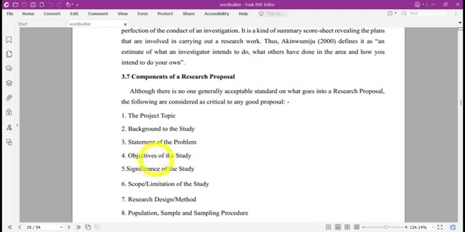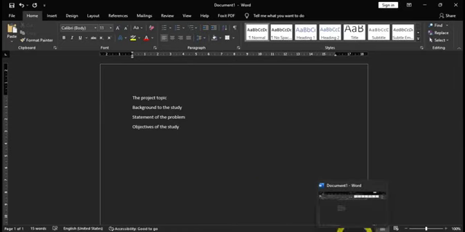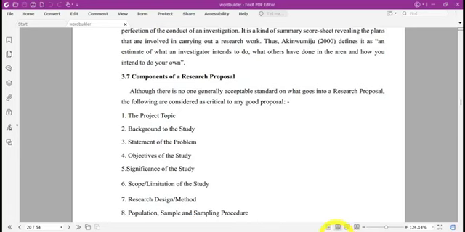Four is objectives of the study. Whatever you're doing, there has to be objectives to what you have to do. What do you have in mind to achieve?